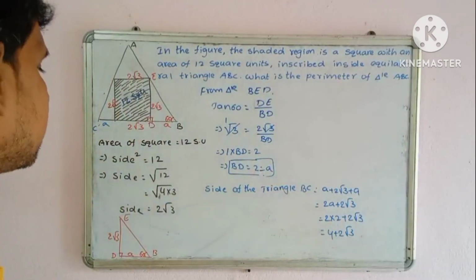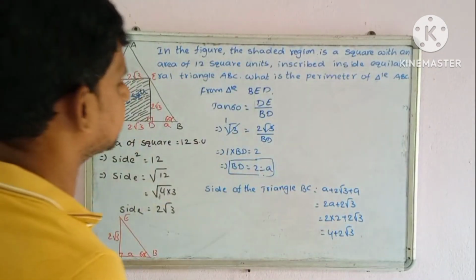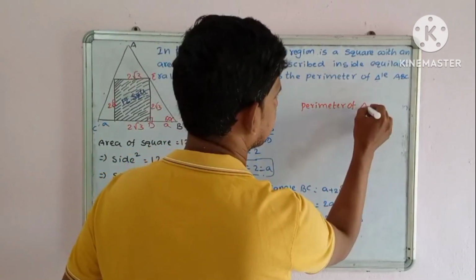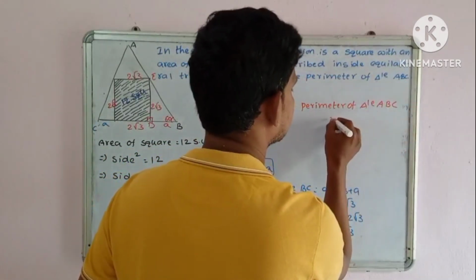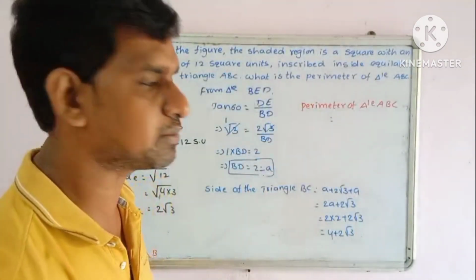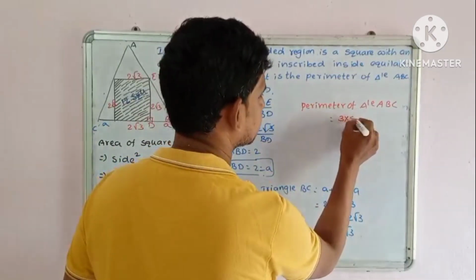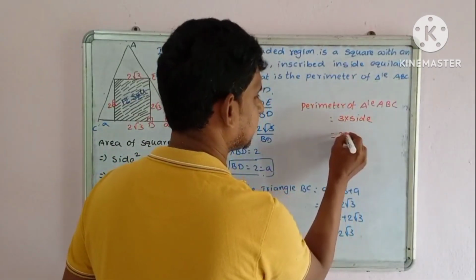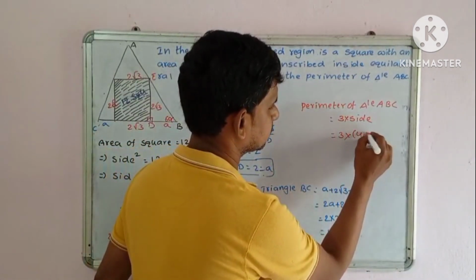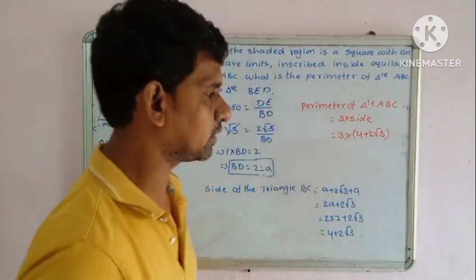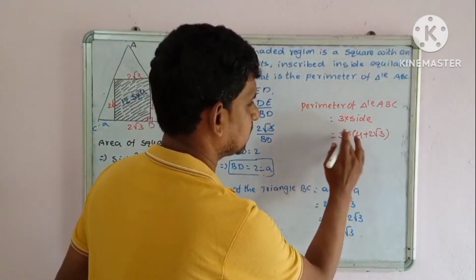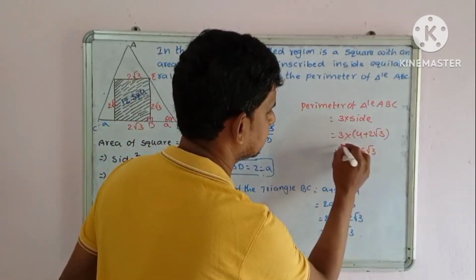Final conclusion. Now we will find the perimeter of triangle ABC. Which type of triangle is this? Equilateral triangle. What is the perimeter of an equilateral triangle? 3 times the side. What is the side? 4 plus 2 root 3. Now see, 3 4s are 12, plus 3 2s are 6 root 3 units.